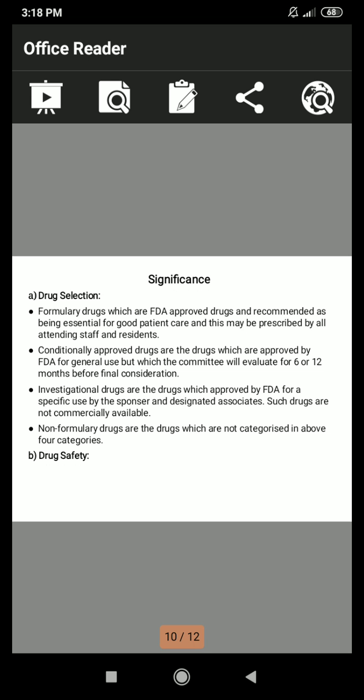Then next is investigational drugs, which are approved by the FDA for specific use by the sponsor and designated associates. Such drugs are not commercially available. Then non-formulary drugs are the drugs which are not categorized in the above 4 categories.